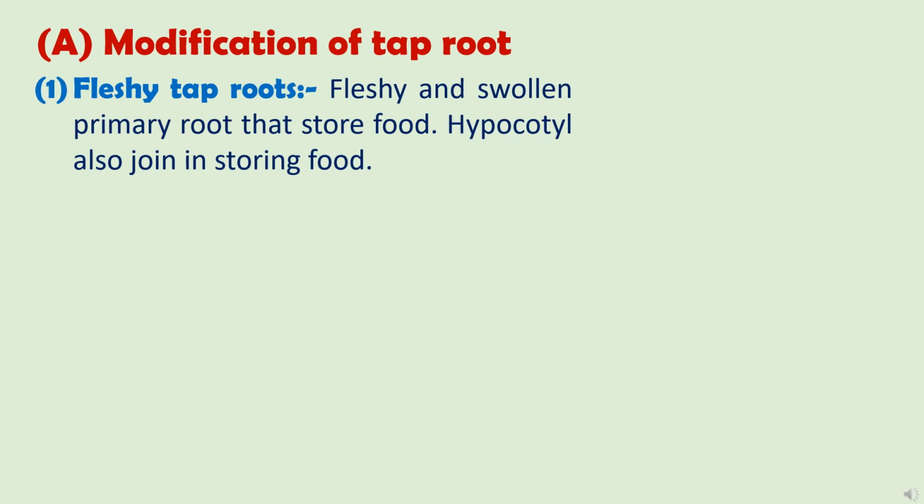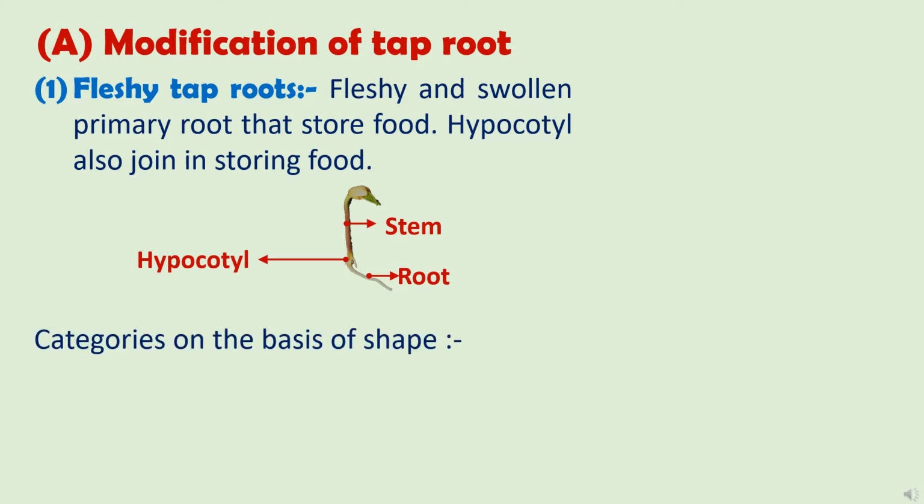In this category, roots are swollen because of storage of food, and the primary root makes the maximum part of the root, and secondary roots remain thin but they are present throughout the root. And in some cases, the hypocotyl also joins in storing the food. Now, what is hypocotyl? Hypocotyl is the part of the plant which is present between the stem and the root, as you can see in the picture.